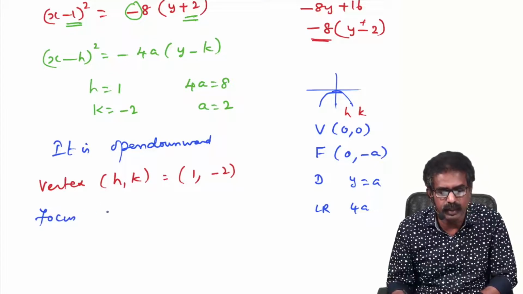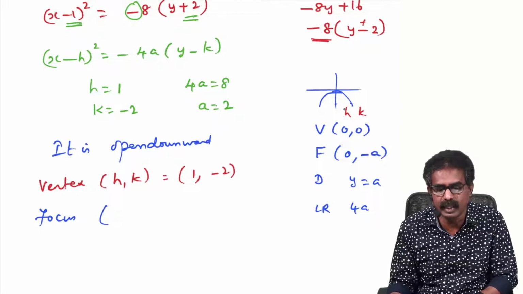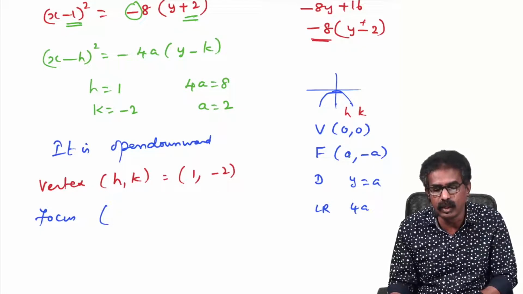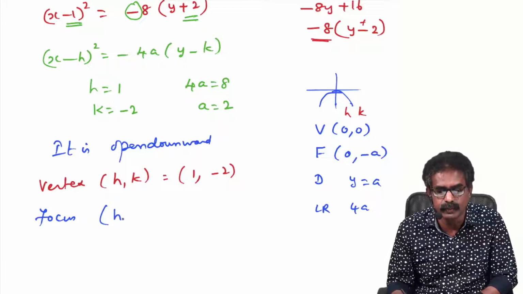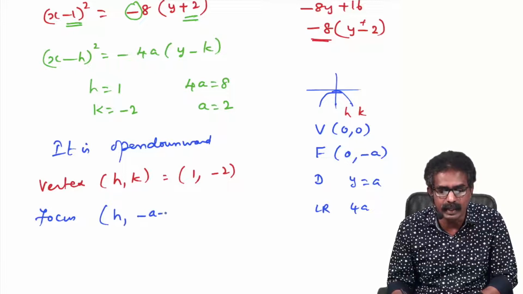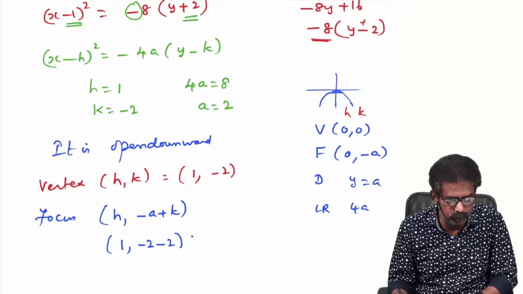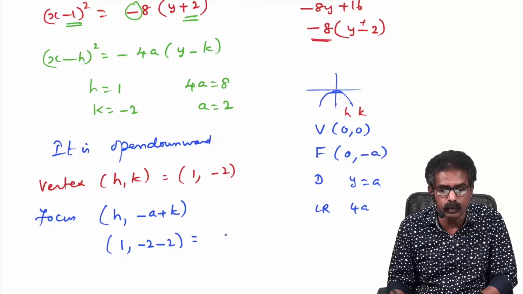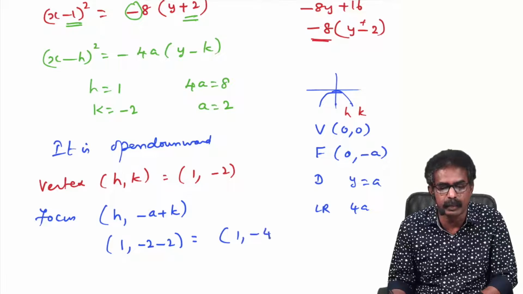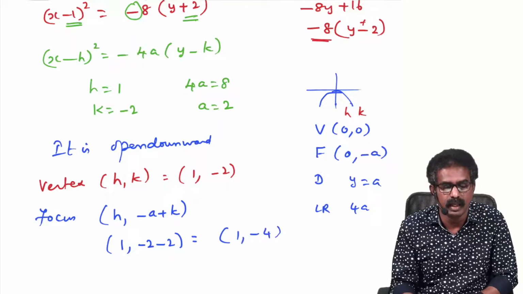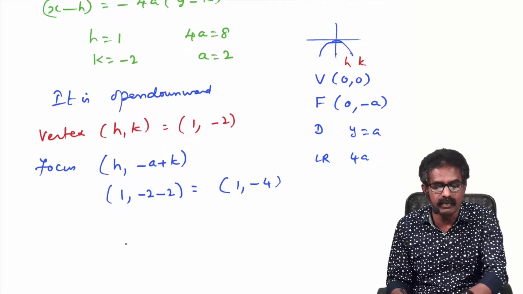Focus, what do you have to write? Can you tell me? So we add h and k, right? So 0 plus h, it is h, and minus a, you add k. So you substitute the h value. What is the h value? 1. Minus a, it is minus 2, plus the k value also minus 2. So what answer are you getting? 1, minus 4. So this is the focus.